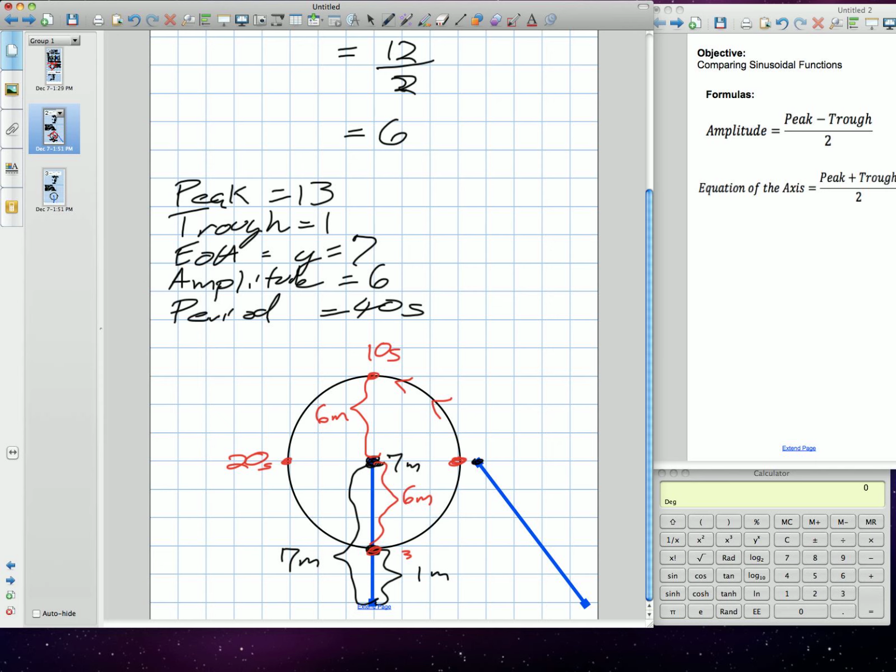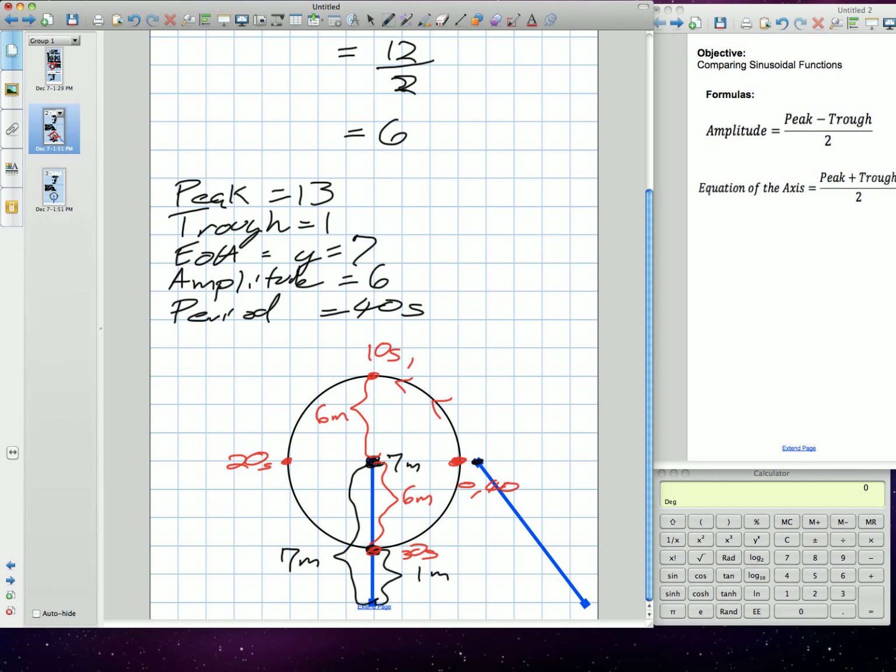20 seconds in, you're going to be level again with 7. At 30 seconds, you'll be at the lowest point. And then again at 40, you reach that. So let's say this Ferris wheel had 3 or 4 cycles.